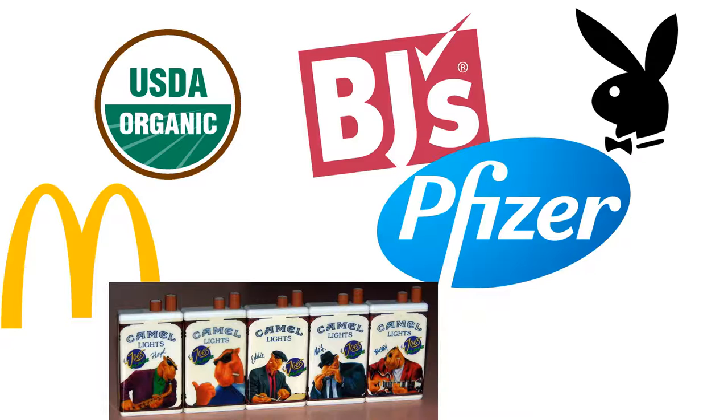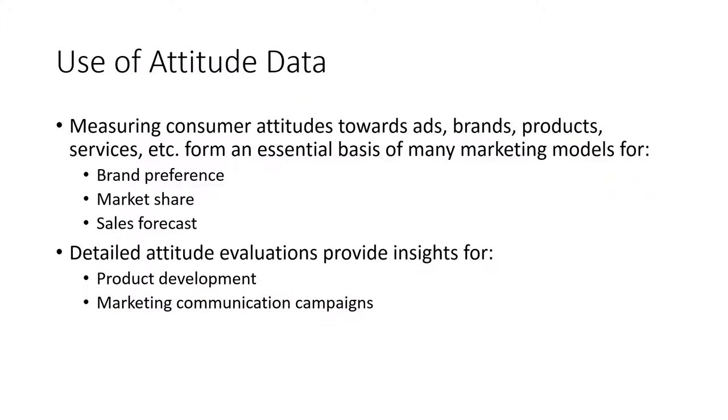This is especially true when there may be some sort of socially acceptable attitude someone may have towards something, but implicitly they may have a different attitude. Marketers make extensive use of attitude data. We measure people's attitudes towards ads, brands, products, services, experiences, and so on. A lot of these measurements of attitudes form an essential basis for many of the marketing models that we use to determine people's brand preferences across a variety of competing brands, anticipated market share amongst competitors, and forecasting sales into the future.